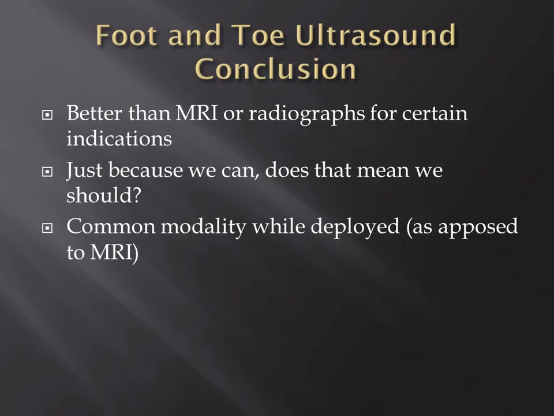And so in conclusion, ultrasound is better than MRI or radiographs for certain indications. Just because we can image something, does that mean we should? If they're not going to treat a radial collateral tear of the DIP of the fourth toe, a medial collateral tear of that ligament, does that mean I should try to look for it? But certainly we have the ability to, and ultrasound may be a more common modality when deployed as opposed to other more advanced techniques.